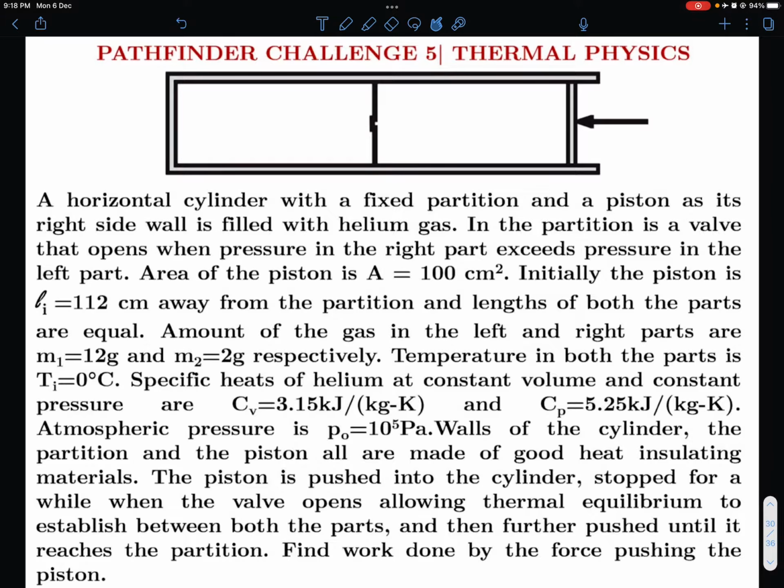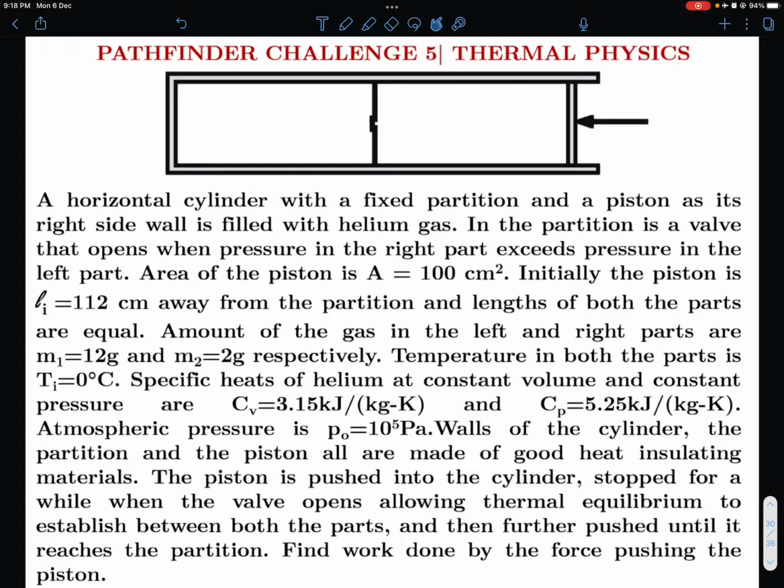So in today's video I have brought the solution to Pathfinder Challenge Your Understanding Problem 5 from Thermal Physics. It's a very nice problem. It involves leakage of gas from one chamber to another. There's a valve. I found this problem to be really quite challenging, so that's why I've chosen it for today's video. I'll read out the problem statement, and if you want to try it out, you can try it and then have a look at my solution.